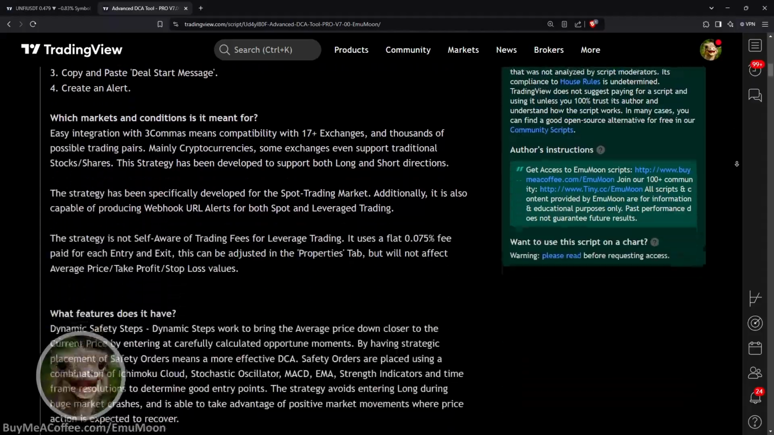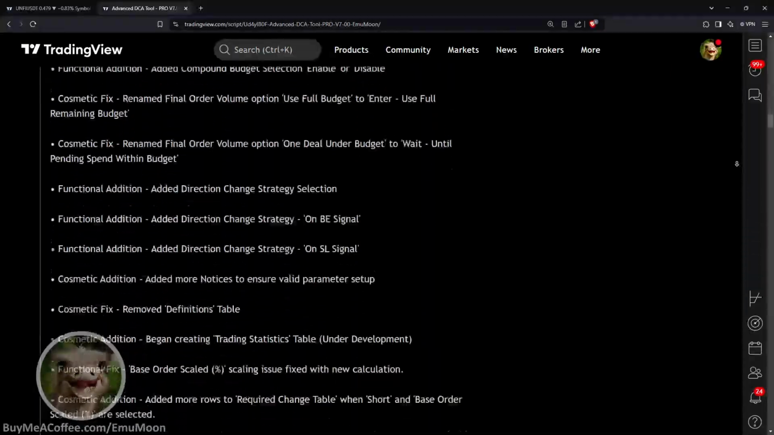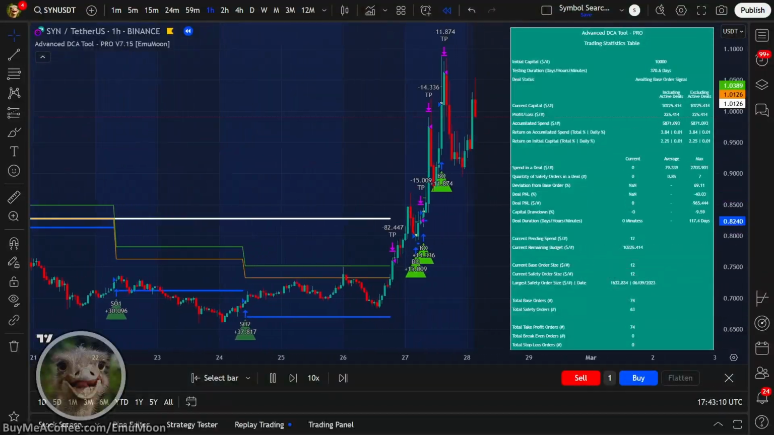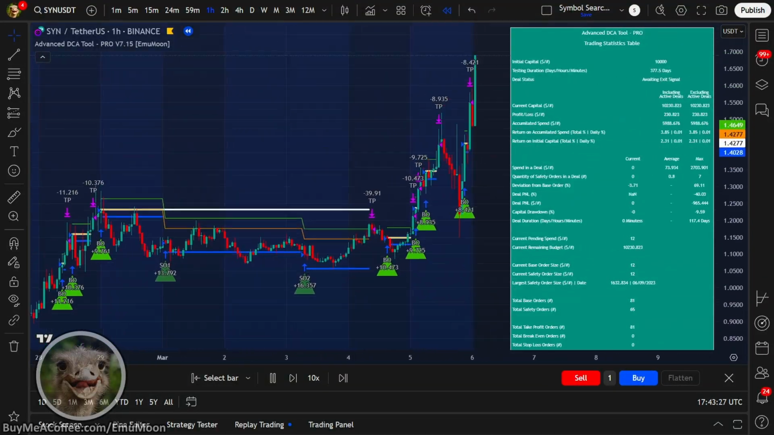You can get the full changelog on TradingView. We started the series on version 5 and there's been tons of iterations in between. This video just covers the differences between version 7 and 7.15.